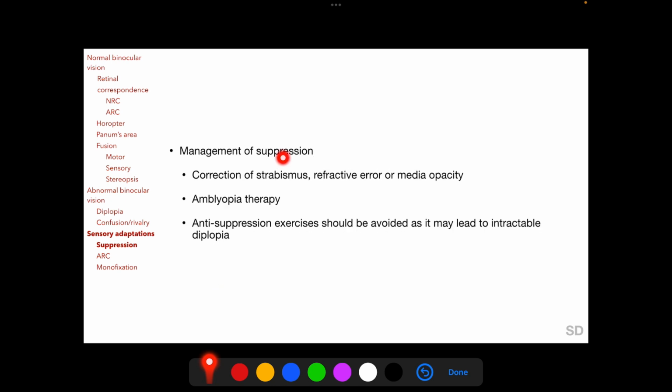Management of suppression includes correction of strabismus, refractive error or media opacity, and amblyopia therapy, and these we will be discussing in the session on amblyopia. Anti-suppression exercises are not recommended because they may lead to intractable diplopia.